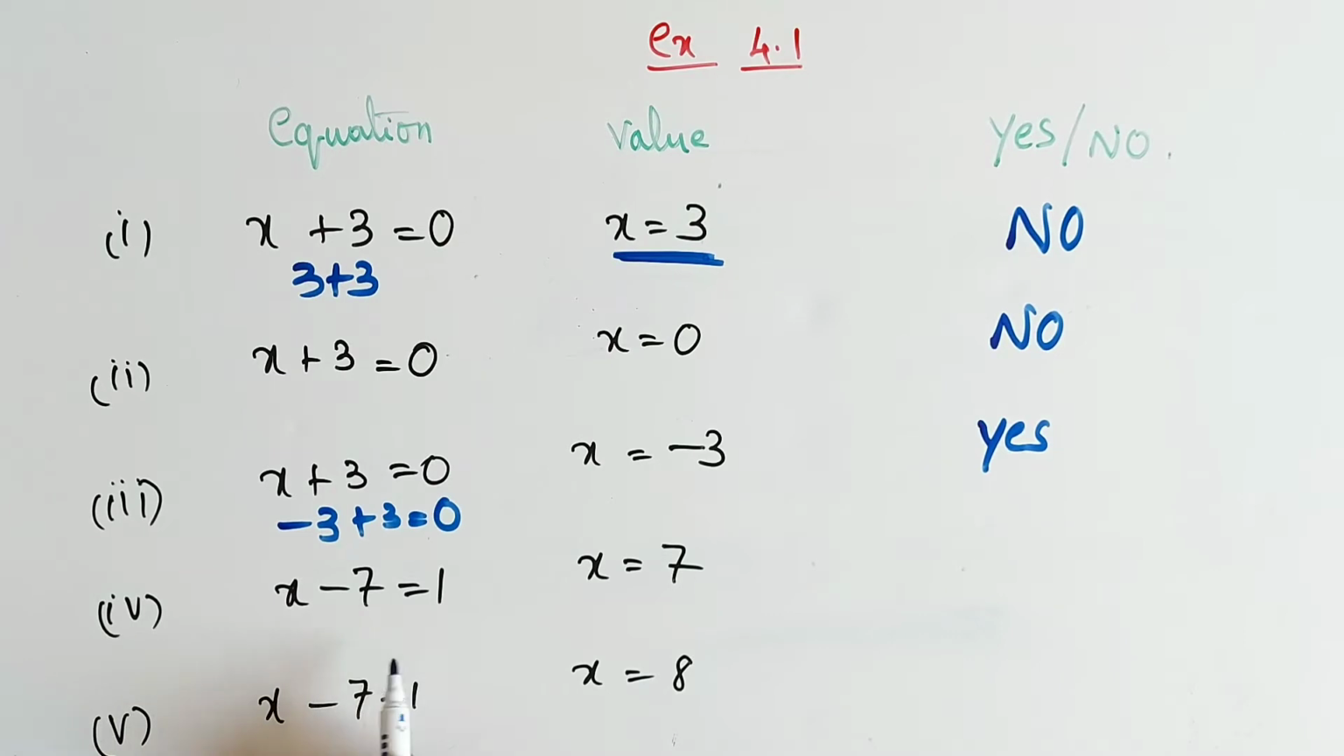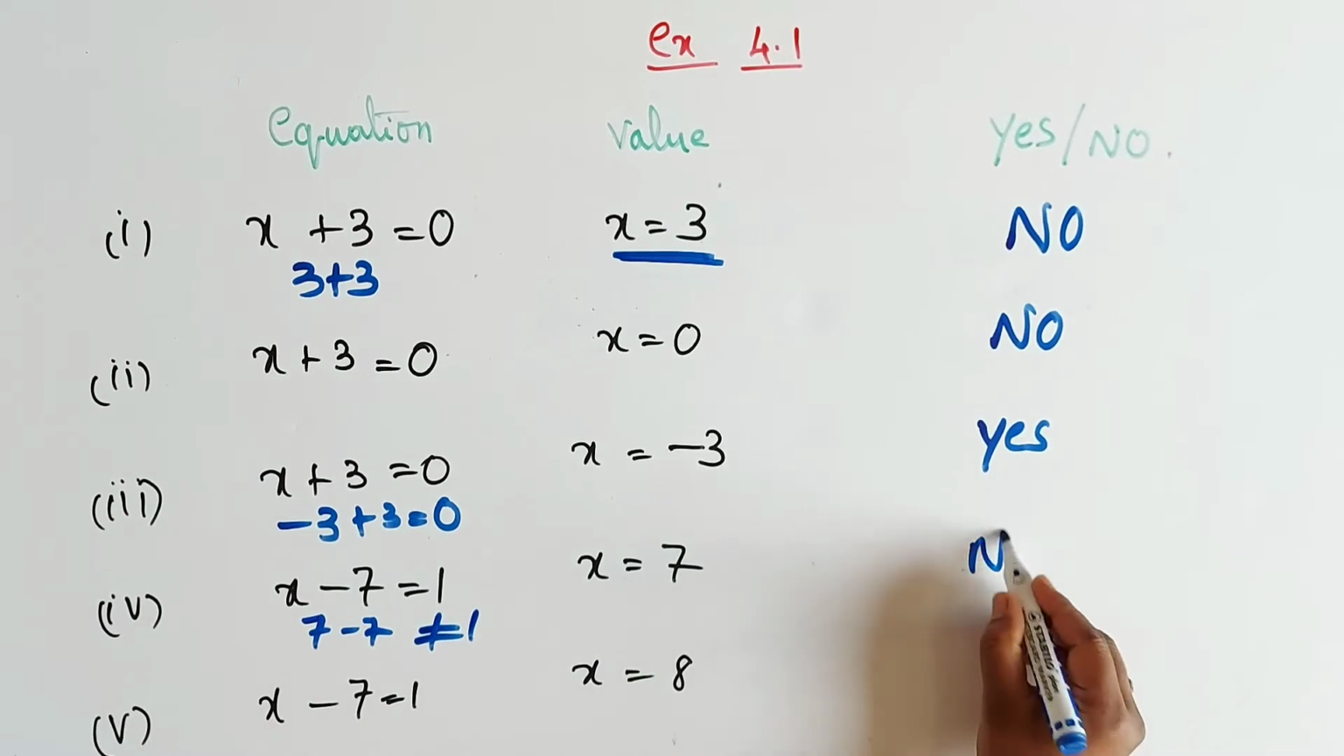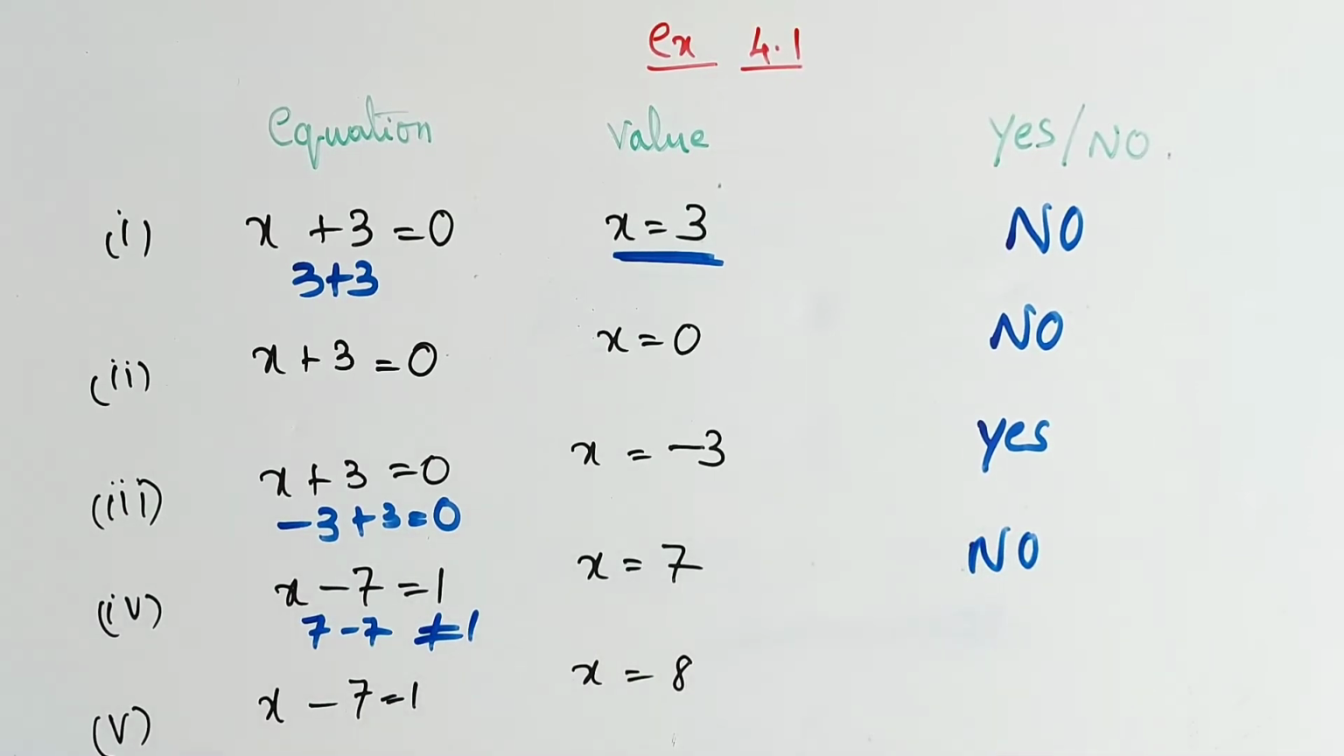Fourth one, x minus 7 equal to 1. Here x equal to 7. We will check 7 minus 7. 7 minus 7 is 0 but not 1. Not equal to 1. So it is not satisfying the equation. Fifth one, x minus 7 equal to 1. Here x equal to 8. Now we will see 8 minus 7. 8 minus 7 is 1 only. It is satisfying. So x equal to 8 is satisfying the equation x minus 7 equal to 1.